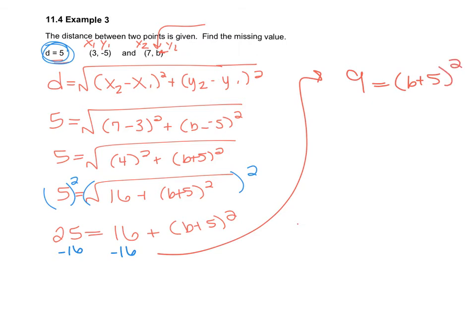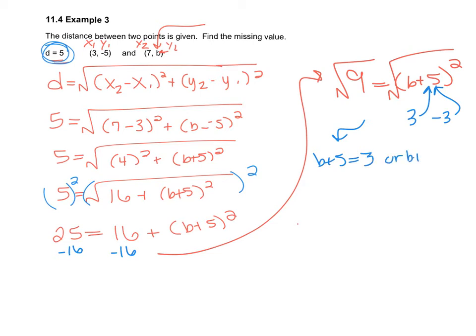And here's where I have to think back to chapter 10, because I know that if I square root both sides, that will undo the squared. But I need to be careful here because I'm square rooting a squared. I know that there are two things that when squared equal 9: 3 and negative 3. So I need to keep that in mind. I know that b plus 5 could potentially equal 3, or b plus 5 could potentially equal negative 3, because those when squared give me 9.